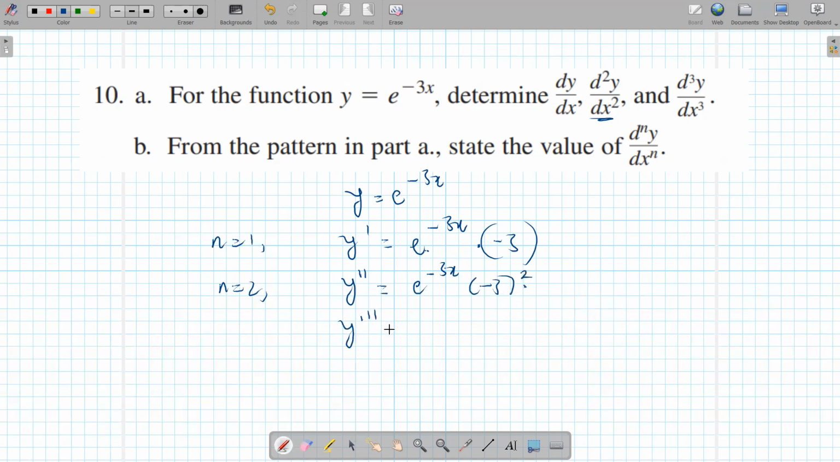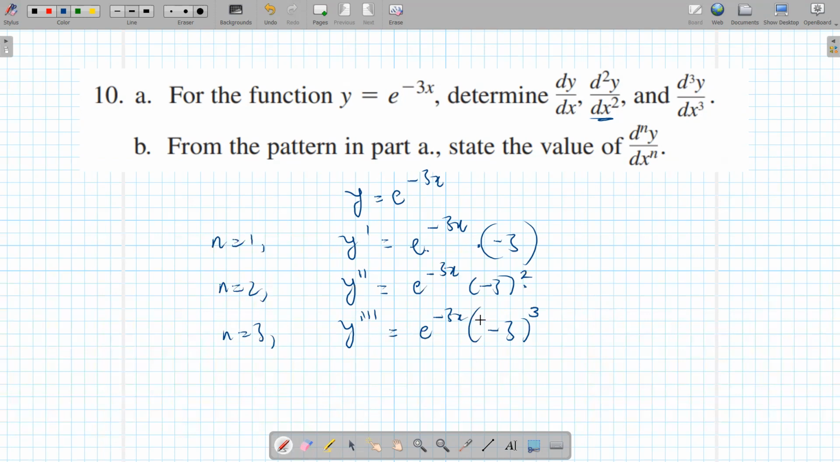You want to tell me what the triple prime is? Which is going to be the derivative of this. You write the same thing. What changes? It's -3 cubed. Cubed, yeah, there you go. That's part A, okay?